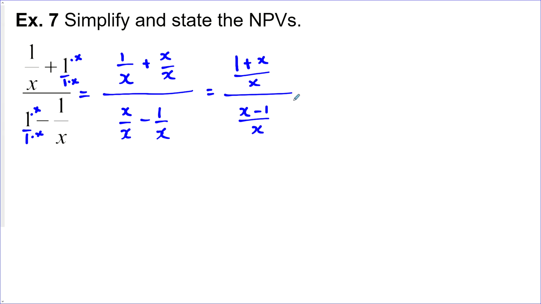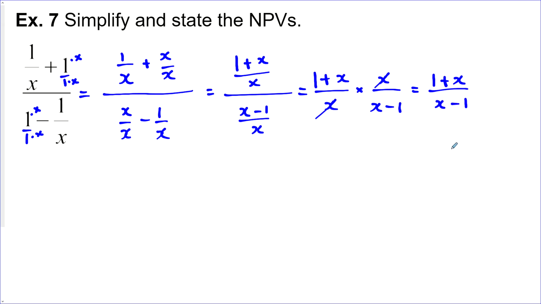And now I'm dividing by a fraction, so I could change that to be multiplying by the reciprocal. And so we see here that the x's can cancel, and I'll be left with 1 plus x in the numerator and x plus 1 in the denominator. Now I didn't find the non-permissible values, and I have crossed something out here. There was an x in the denominator. There was an x minus 1 in the denominator. And there's an x in the denominator. So x cannot equal 1 or 0.